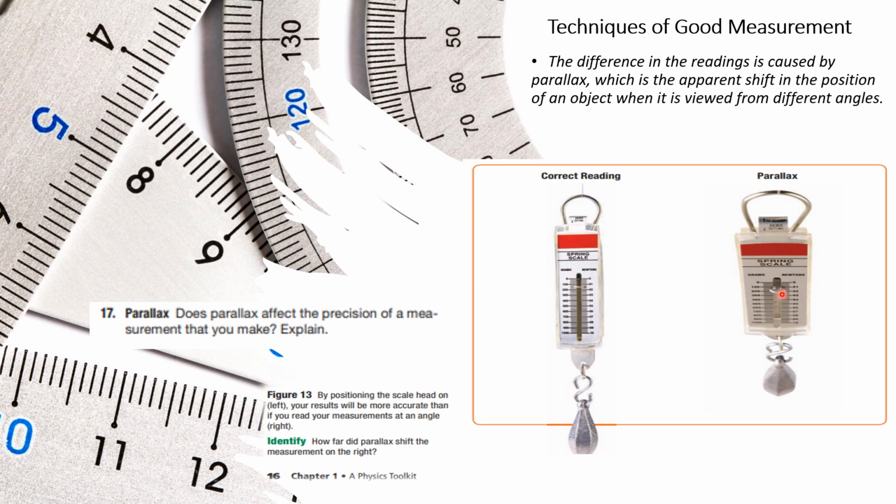So when we try to read the instrument from a different angle, this will lead to an error, a mistake. To avoid this, we have to take the correct reading by looking straight at the instrument, without any angle. Any little deviation or angle will lead us to a reading mistake in the instrument, and that's what we call parallax.